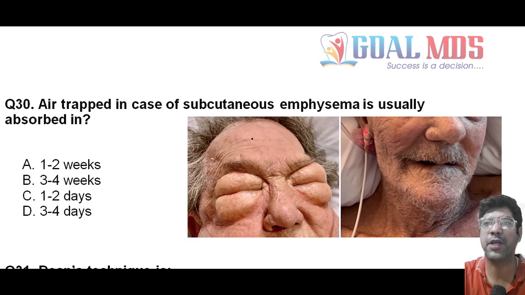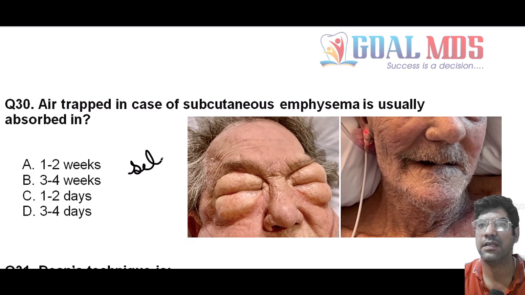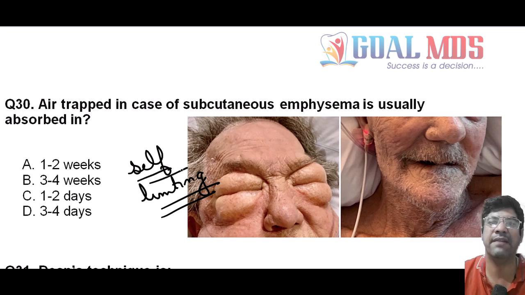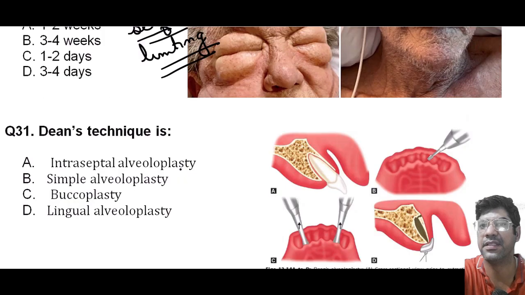So remember, subcutaneous emphysema is a self-limiting condition. What does that mean? That means that it will resolve on its own as the body will absorb the trapped air, and the underlying cause of emphysema should be identified and treated to prevent its reoccurrence.